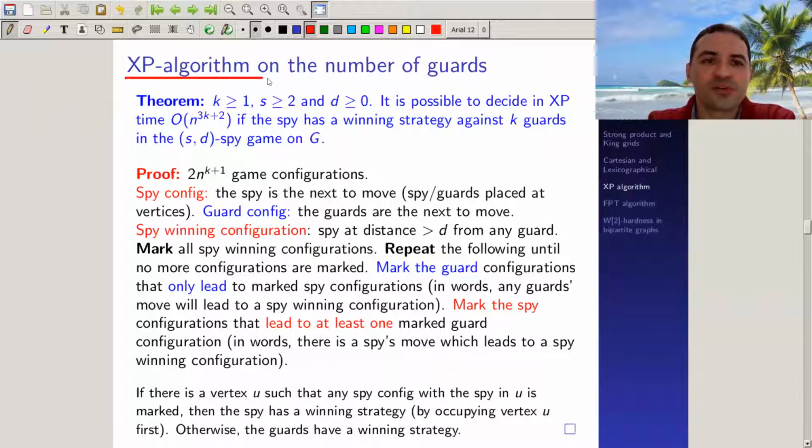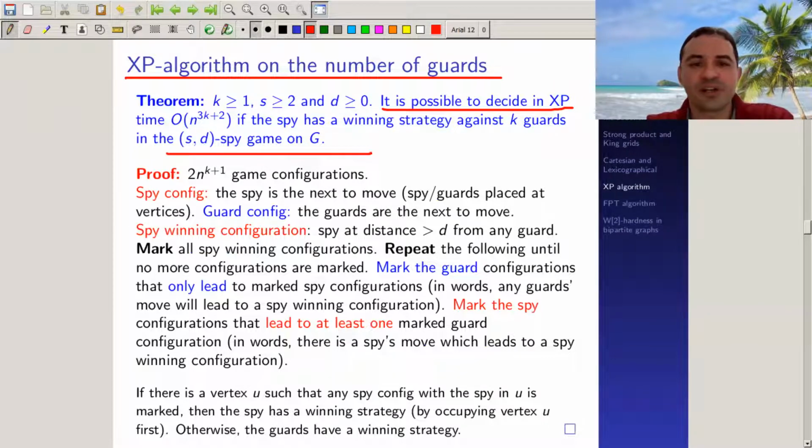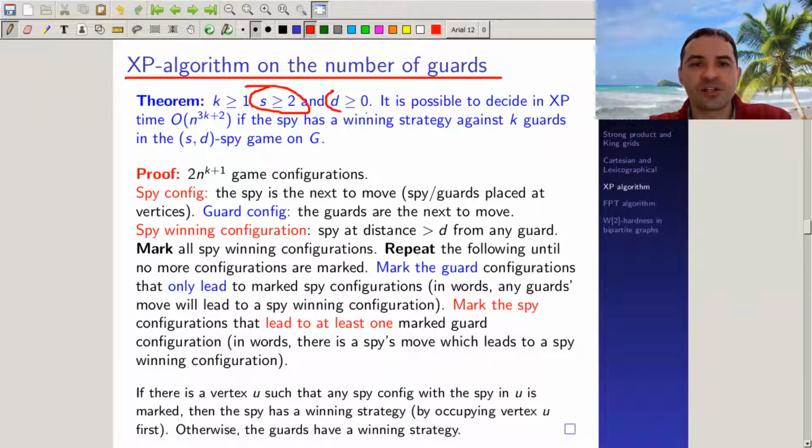We also obtain an XP algorithm on the number of guards. It is possible to decide in XP time O(n^(3k+2)) if the spy has a winning strategy against k guards in the SD spy game on G, for S at least 2 and D at least 0.